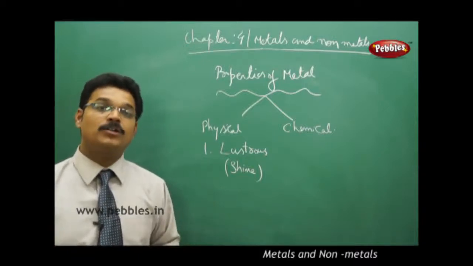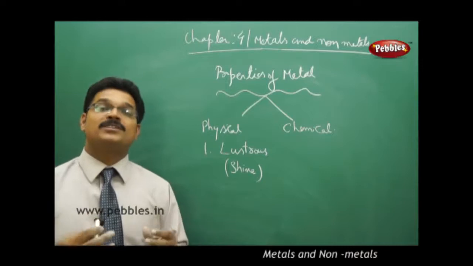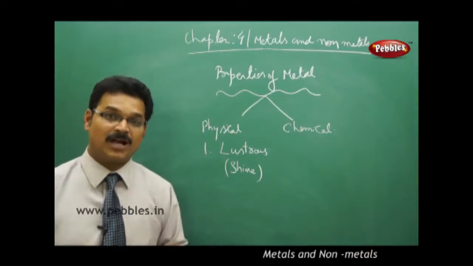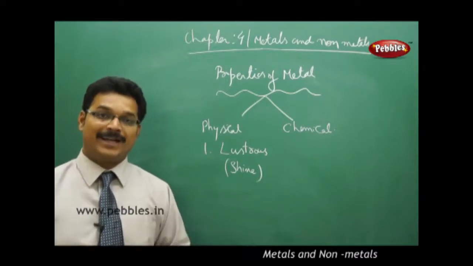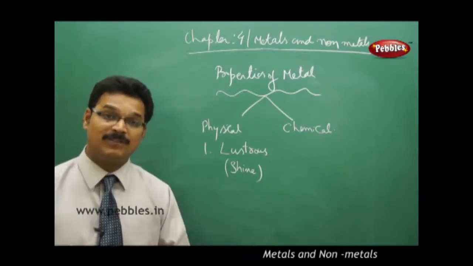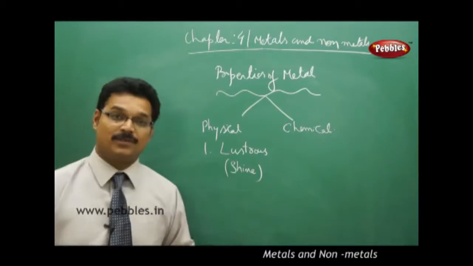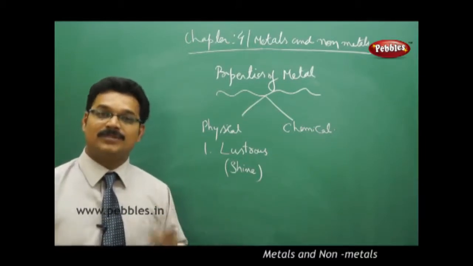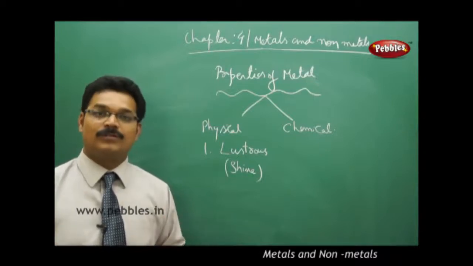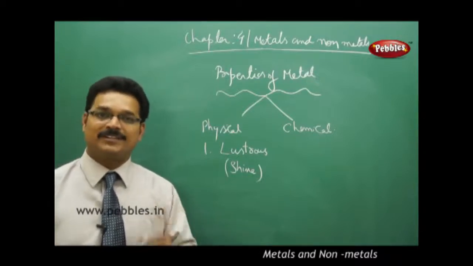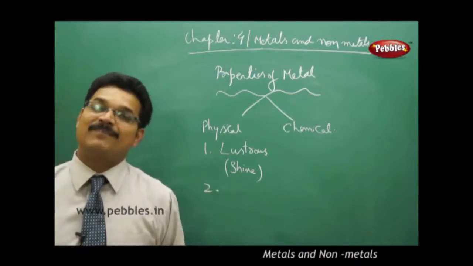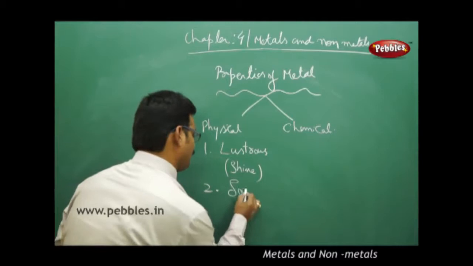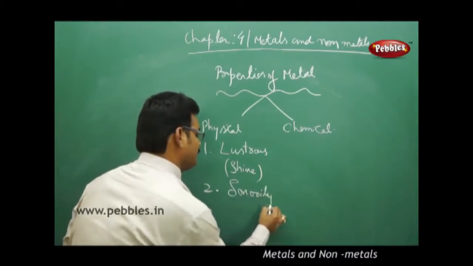Now you have to check how many metals are shining. I'll give you some examples. Find out by yourself, or observe around you, which metals have the lustrous property: iron, copper, aluminium, silver, gold, etc. Try it. Now the second physical property of metals, sonority.